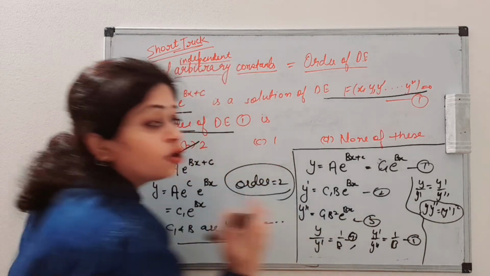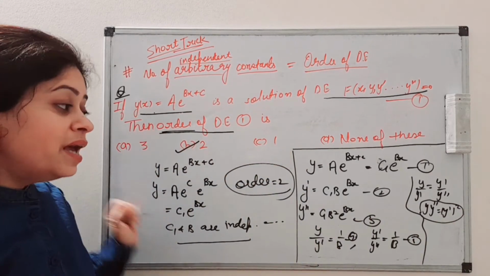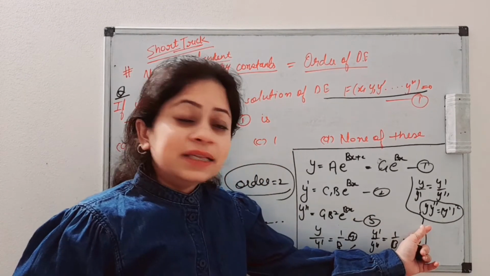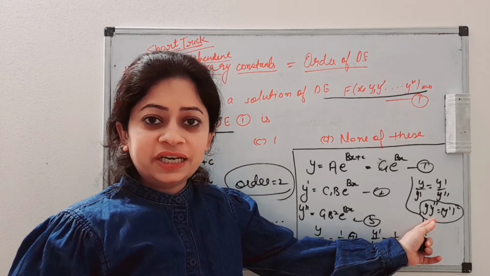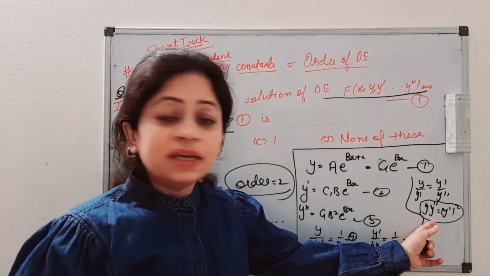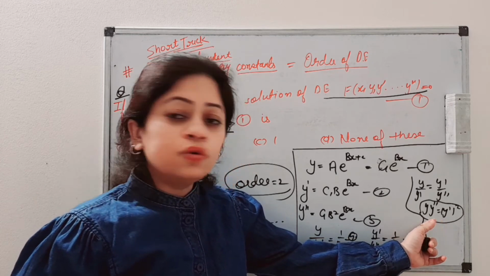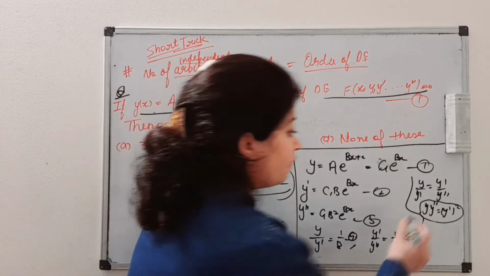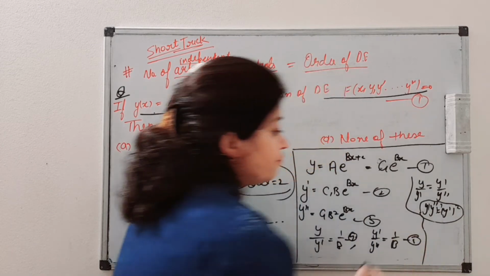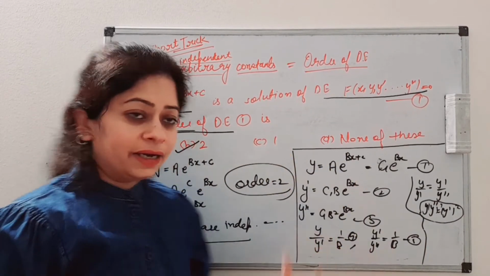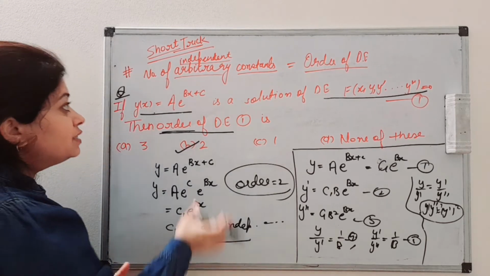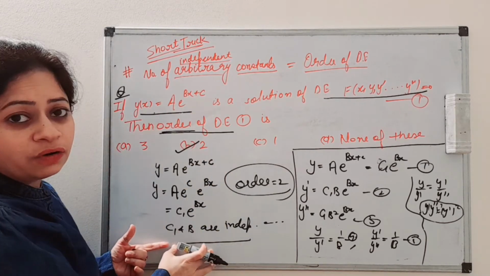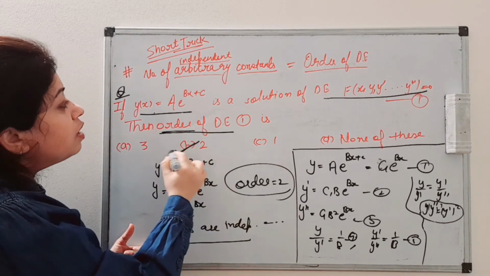This is the required differential equation, and we can clearly see that order is 2 here. The highest order derivative is 2 here. So order is 2 and degree is 1 because the power of this is 1. So by forming the equation we can tell order and degree, and by this short trick we don't need to calculate. Just see the number of independent constants and you can tell the order.